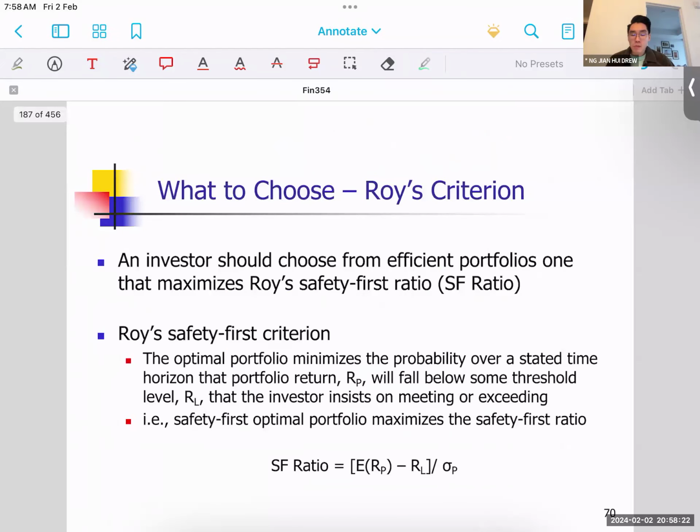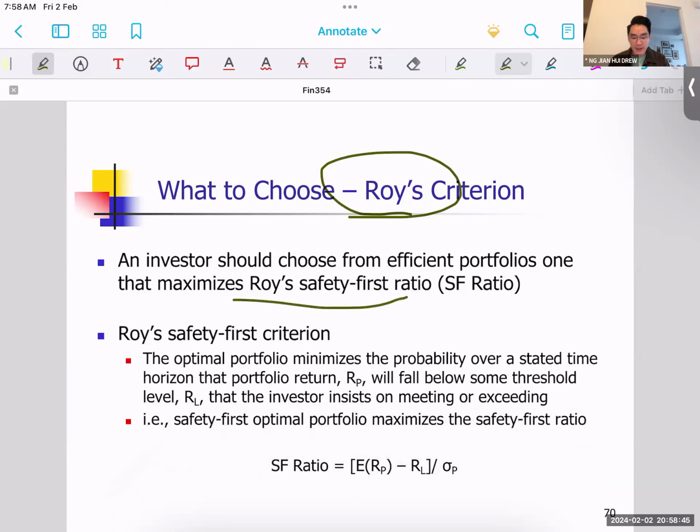Okay. So we're going to move a little deeper into portfolio theory now. We know the Sharpe ratio is the return of the portfolio minus RF, divided by standard deviation, right? Now we have this other ratio called the Roy criteria, or Roy's safety first ratio. The formulation is exactly the same. However, instead of the risk-free rate, we set a level of return your client wants, like must have. That would be your safety line.